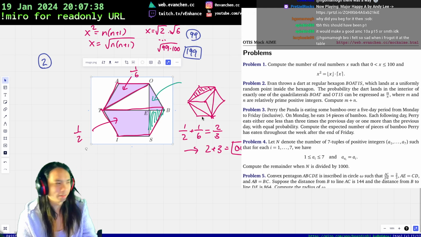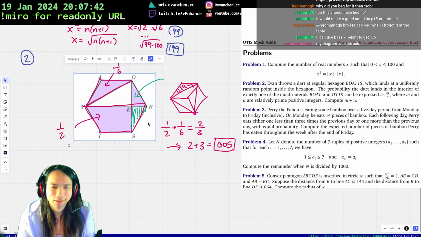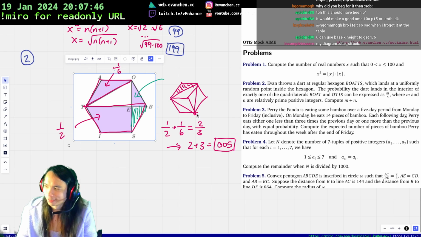In hindsight, when I looked at the statistics, it turned out this problem was easier than problem one. So probably I should have switched these two.